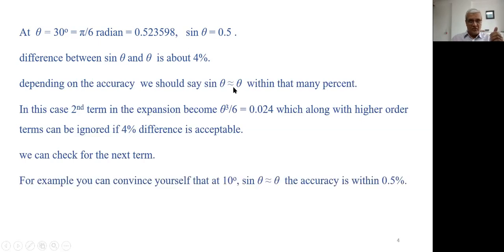If you want to convince yourself, you can use your calculator and calculate the value I showed you. At 10 degrees, sine theta is theta with an accuracy of 0.5%, half a percent difference between sine theta and theta. So if I say sine theta is the same as theta, then this value is off from the actual value by only half a percent. If that is acceptable, then my approximation is fine.